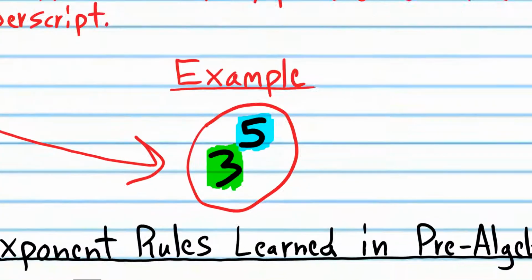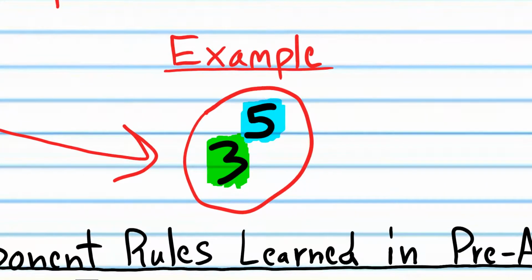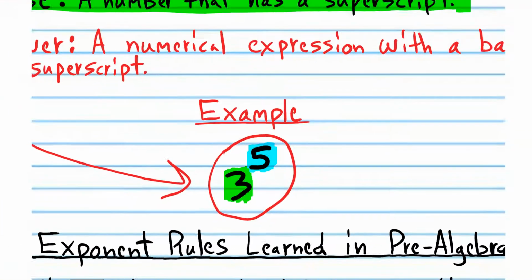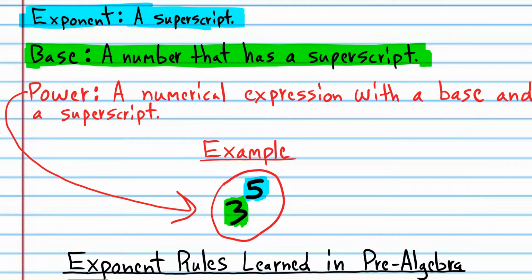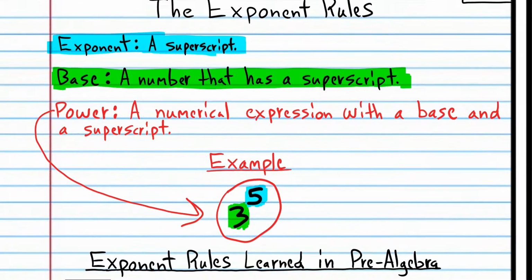Here's an example, 3 to the 5th power. The green number is called the base and the blue number is called the exponent, but be aware that the word exponent and power can sometimes be used interchangeably. In fact, it's done all the time. You'll hear teachers say power instead of exponent.